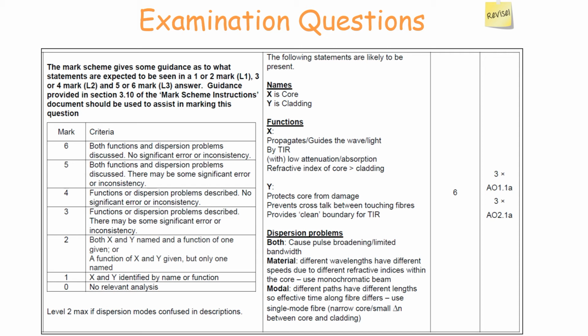Now Y, the cladding, prevents the core from damage. It prevents crosstalk between touching fibres, i.e. it stops the light waves going into different optical fibres and crossing over the information, and it also provides a clean, nice boundary for total internal reflection.